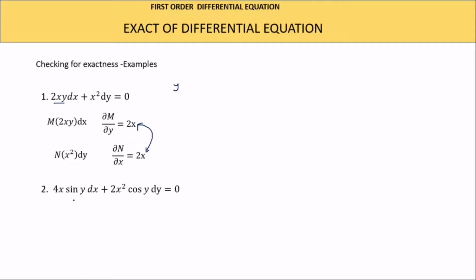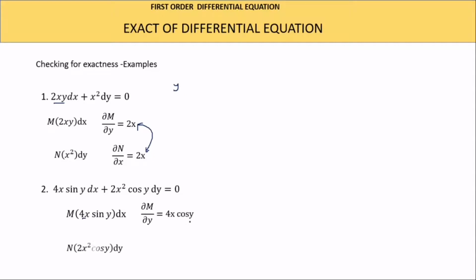Now you need to find the function of M and the function of N. As you know, the function of M deals with the dx and the function of N deals with the dy. So when you check, the M is 4x sin y. You are going to differentiate this with respect to y. Please note this. When you do that, the partial differential of M with respect to y, you're going to get 4x. Note that you're not going to touch the x component because you are differentiating with respect to y. And when you differentiate sin y, you get cos y.